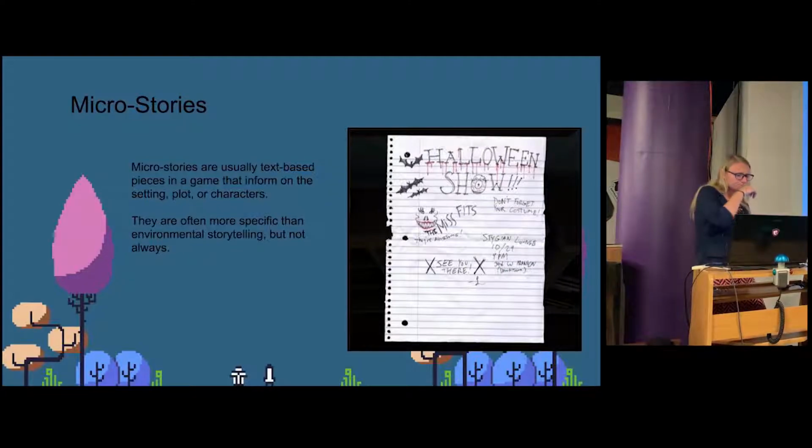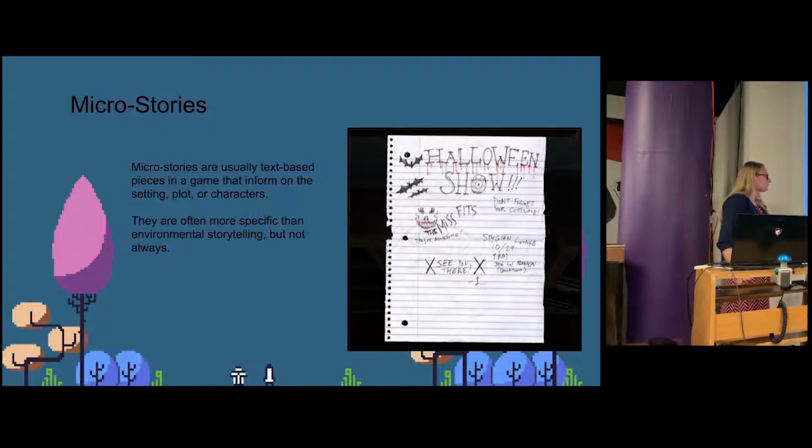So micro stories. Micro stories are generally text-based, whereas environmental storytelling is usually visual-based. Basically, they tell more information on setting or characters. A lot of the time you'll find little micro stories about the NPCs that you meet in your game worlds. And it can be anything.